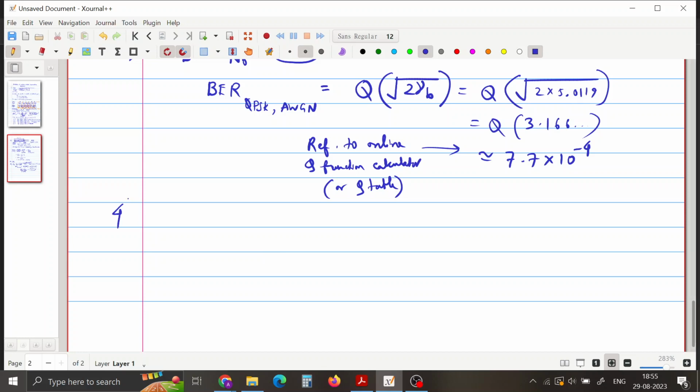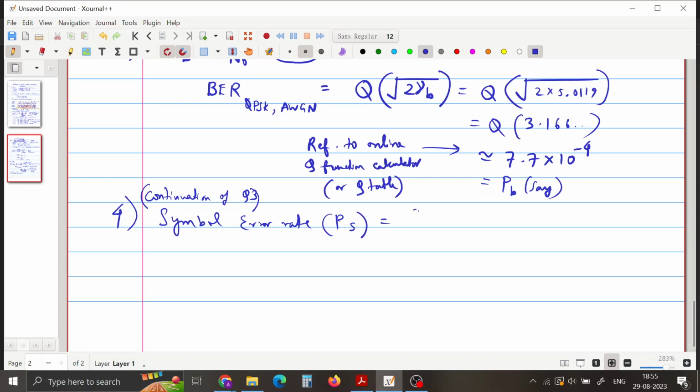So can anyone tell me what's the symbol error rate? How do we actually find the symbol error rate? If I denote this by, let's say, PB, that's the bit error rate. Now we need to find the symbol error rate. This is a continuation of question 3. Symbol error rate, which is your PS. Let me denote it by PS. That's what we need to find.